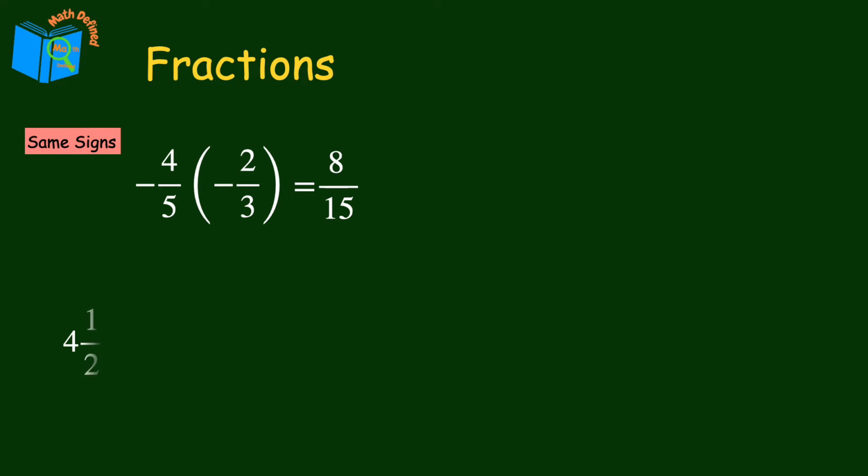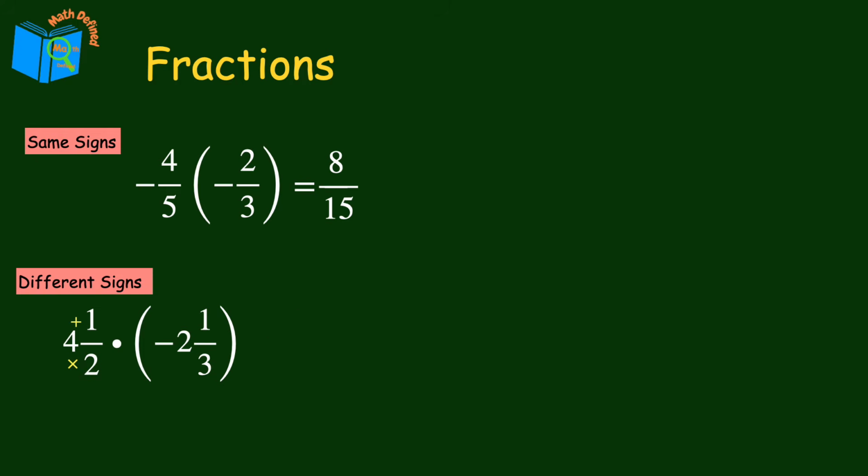Let's also look at this pair of mixed numbers. Positive 4.5 times negative 2 1/3. This time, the numbers have different signs, so we know the product will be negative. First, we need to convert these mixed numbers into improper fractions. 4.5 as an improper fraction is 9/2, and negative 2 1/3 is negative 7/3. Now we can multiply the numerators. 9 times negative 7 is negative 63, and then the denominators. 2 times 3 is 6, resulting in negative 63/6.